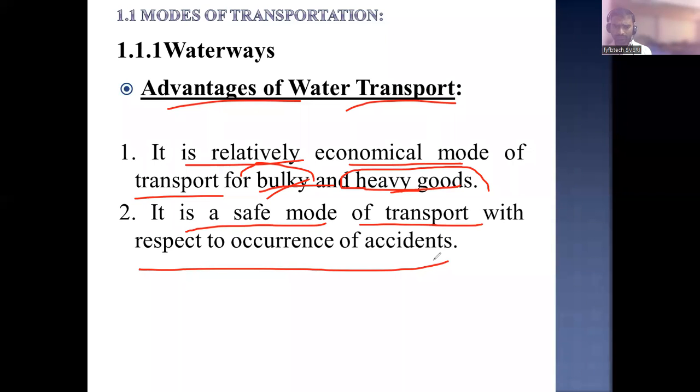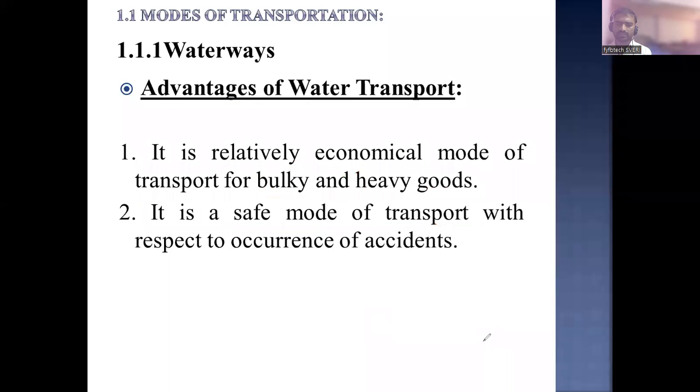In the MCQ questions, he may ask which one is the safe mode of transportation. Which one? Waterways. Waterways is the safe mode of transportation system.